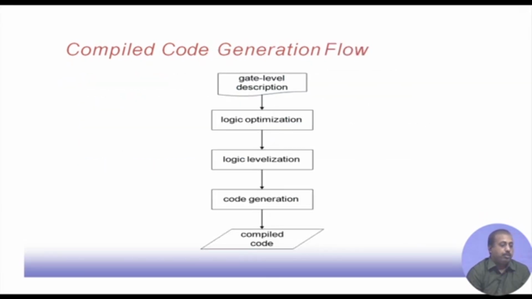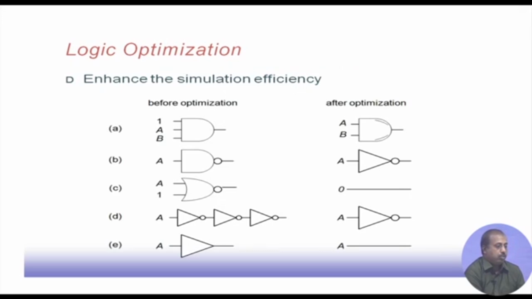In a flow graph, it is like this: the gate level description goes through logic optimization, then there is logic levelization. Logic levelization actually tells us which gate should be simulated at which point of time. After that, we have code generation, and that gives us the compiled code.